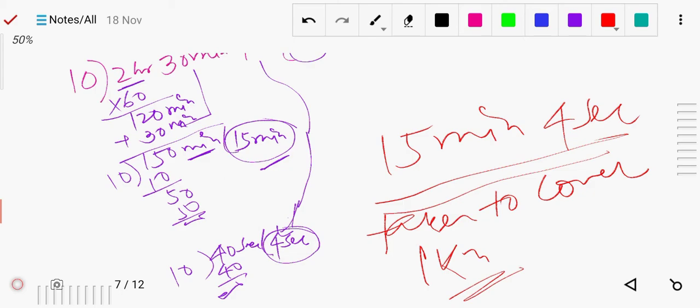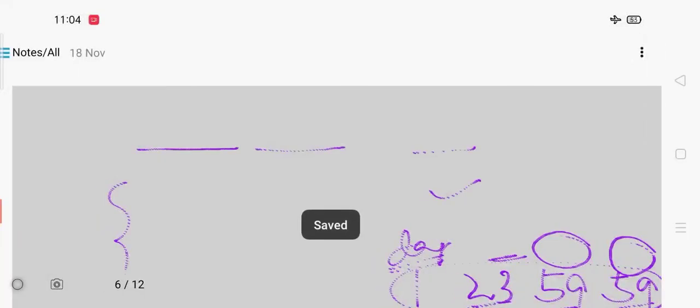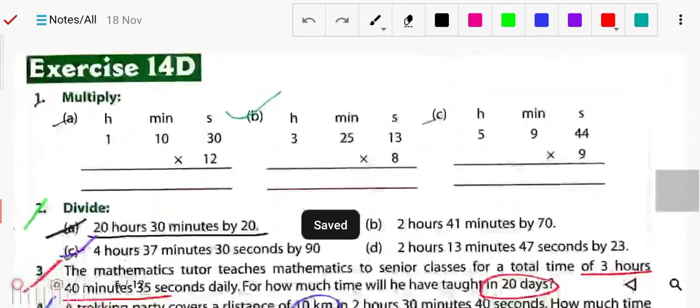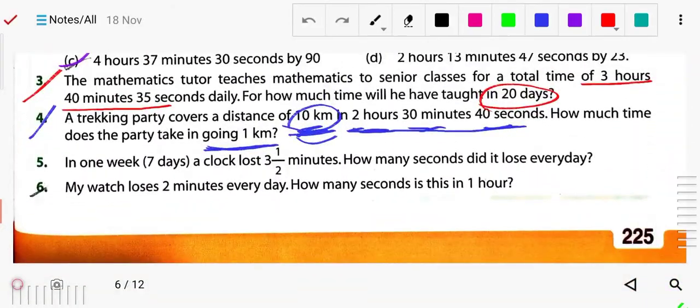Now next we will solve the next question. Just see, next question we have number 5. In 1 week, 7 days, a clock lost 3.5 minutes. How many seconds did it lose every day? Means in 7 days it lost 3.5.